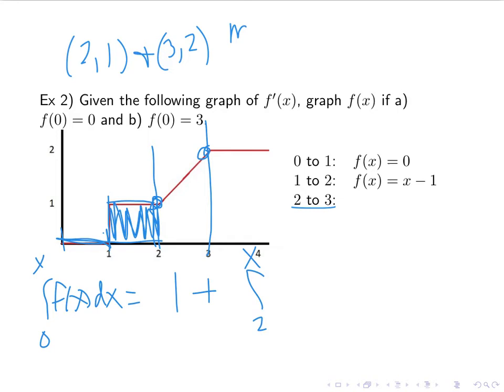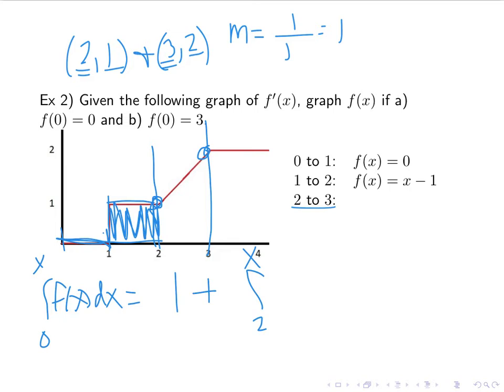So the first thing I want to do is find the slope. So again, that's the change in y over the change in x. So the change in y is 2 minus 1 is 1. The change in x is 3 minus 2, which is also 1. So the slope is 1.